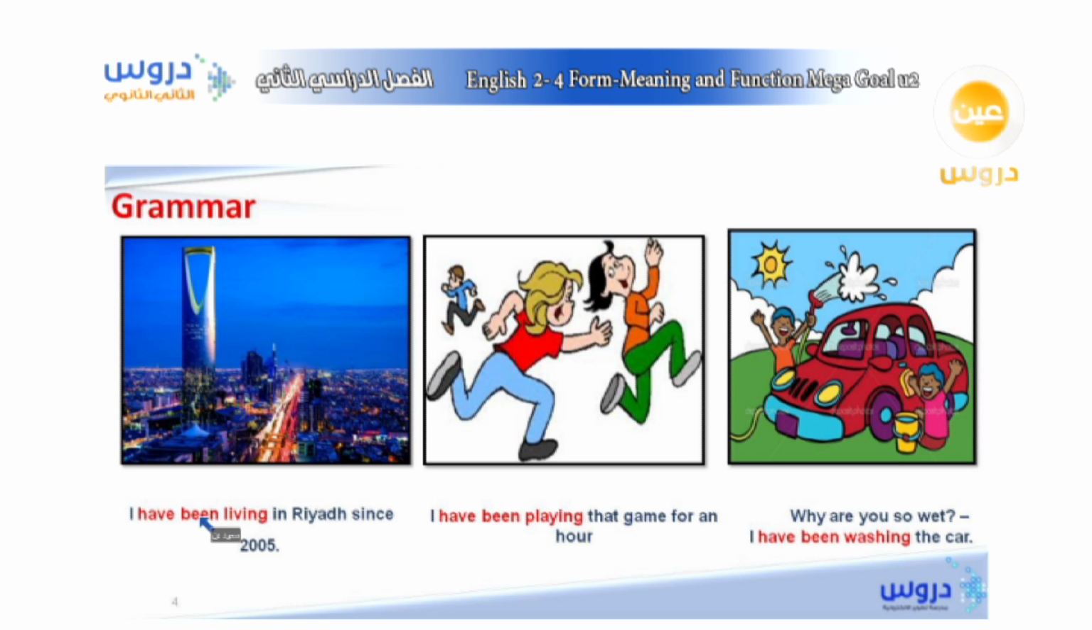I have been living. So here we have a fixed structure to present the present perfect progressive. I've been living. I've been playing that game for an hour. While so wet, I've been washing the car. So we can recognize that we have used have been plus verb plus ing. Verb plus ing with have. Okay.